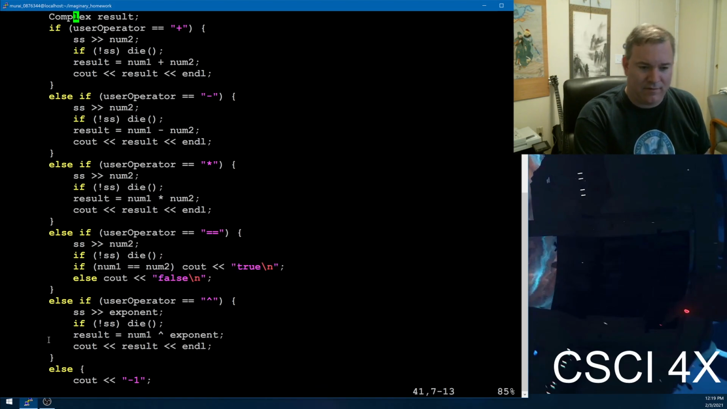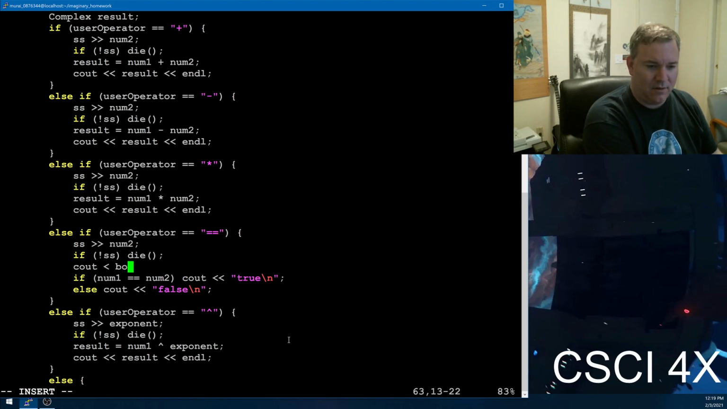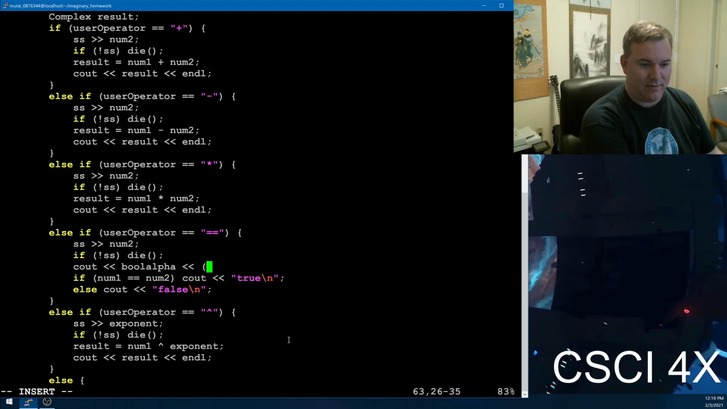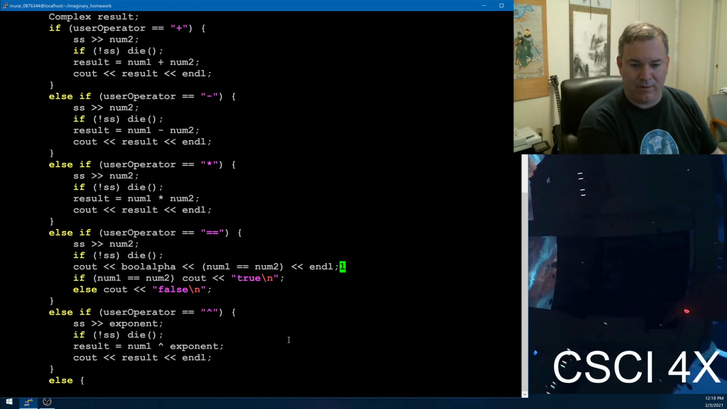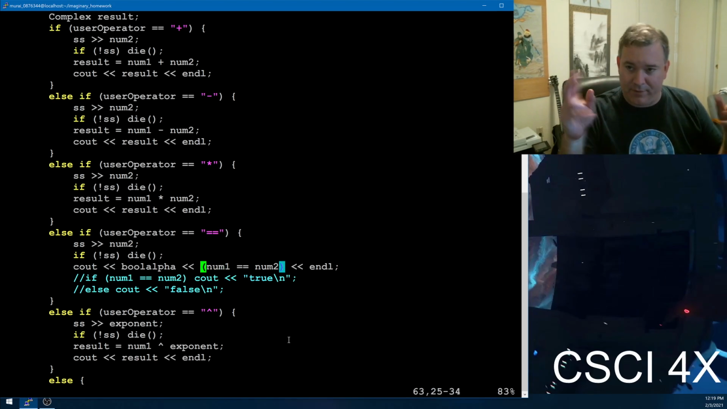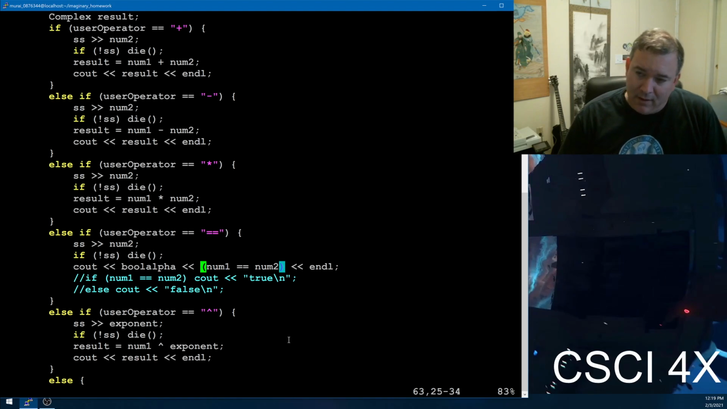So here, true or false. What you can do here instead of doing this is you could do this instead. Cout bool alpha, which rather than outputting 1 or 0, it'll output true or false. And then you could say if num1 equals num2. And a lot of times when doing these things with a cout statement, you want to put them within parentheses, because there is an order of operations problem that comes about from the heritage of C.